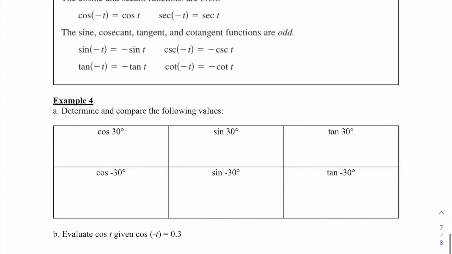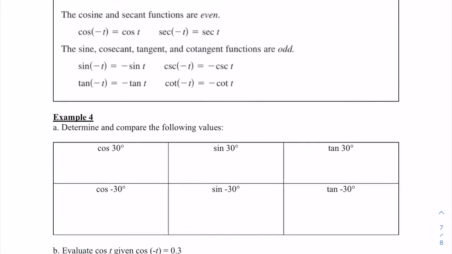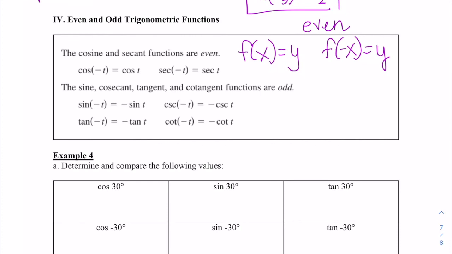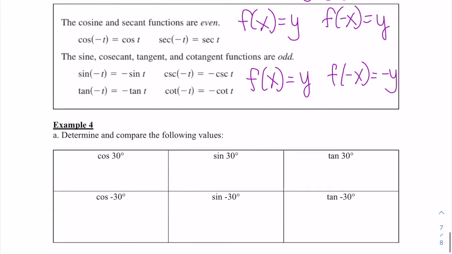Okay, so the next thing, and this is the last thing we're going to cover for this section, is looking at odd and even. If you remember, the definition of an even function was if we plugged in x, we got a y, and if we plugged in a negative x, we got a positive y. That showed that something was even. If something was an odd function, we plug in x and get a y, and plug in a negative x and get negative y.